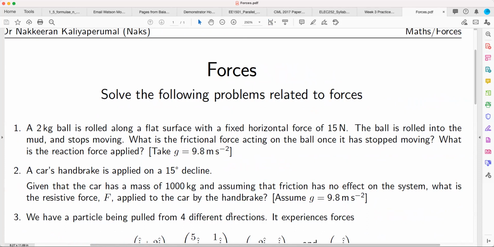A 2 kg ball is rolled along a flat surface with a fixed horizontal force of 15 newtons. Stop there. You are reading a mathematical problem, or a physics problem, or an engineering mechanics problem, so you need to read it from that sense. Take your time to really picturize that, and this is really happening there. Even with this statement, tell me how you picturize it and what are all the things happening and what is the effect happening to that. Can you explain that?